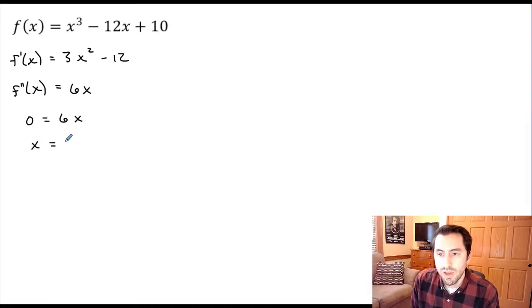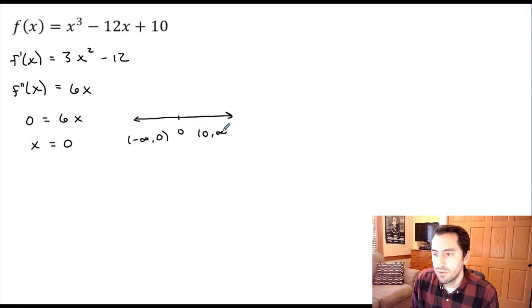So it just looks like we have one at 0. That also indicates the intervals, which we're going to take our domain and split up. So let's think about a sign chart. We have two intervals to take a look at. We have the interval from negative infinity to 0, and from 0 to infinity.